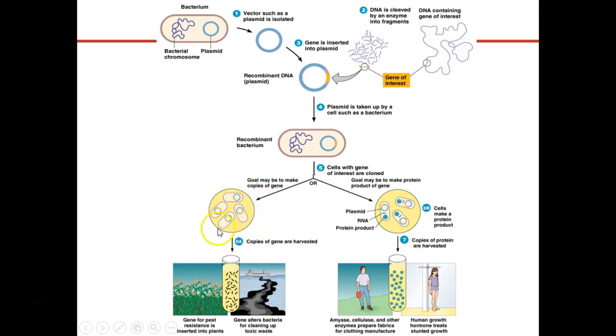In this case, we're producing cells that can clean up oil spills, or maybe cells that contain genes for pest resistance that we can insert into plants. Over here, we're producing proteins, either for medicine, so human growth hormone for someone who has very stunted growth, or maybe we're producing proteins to produce clothing.